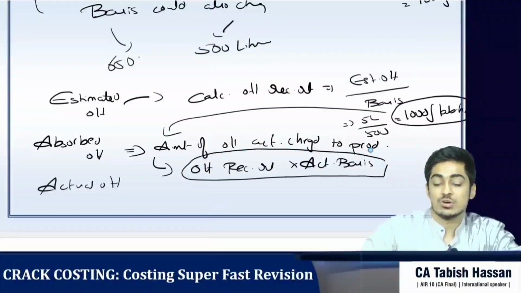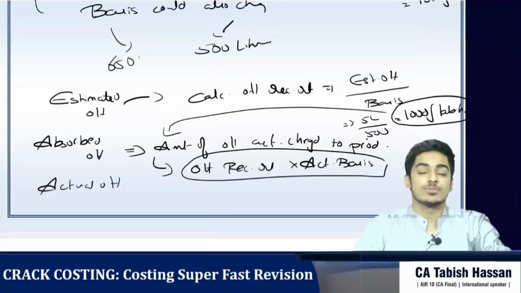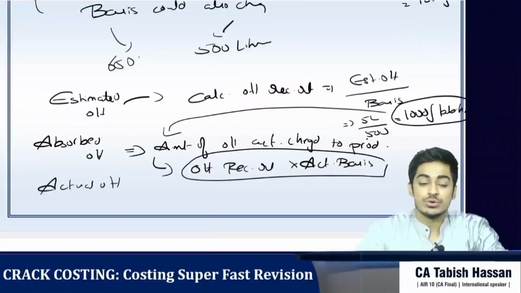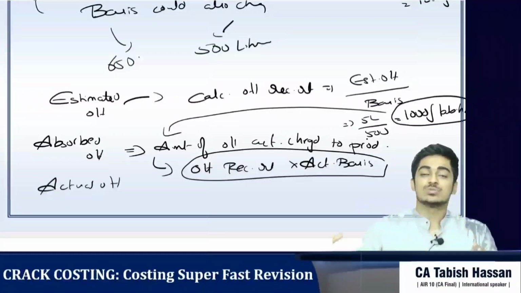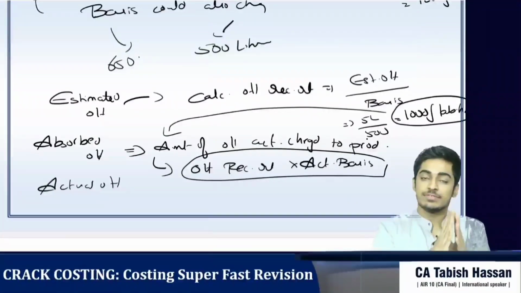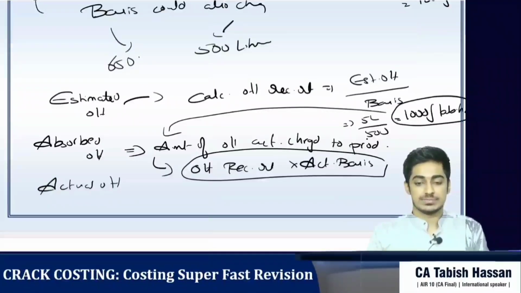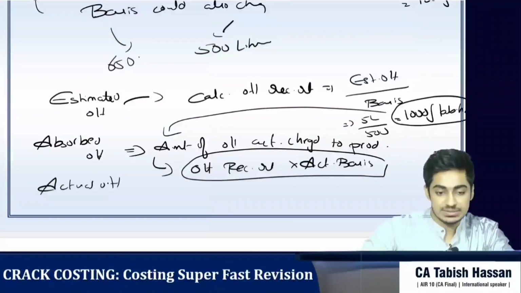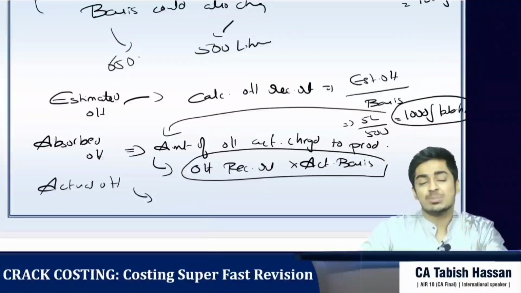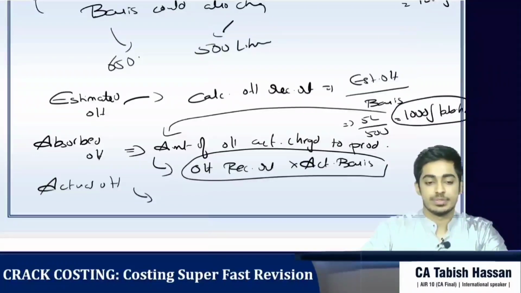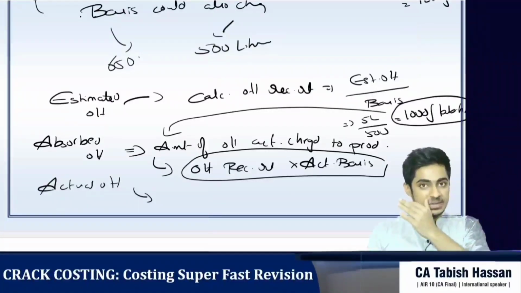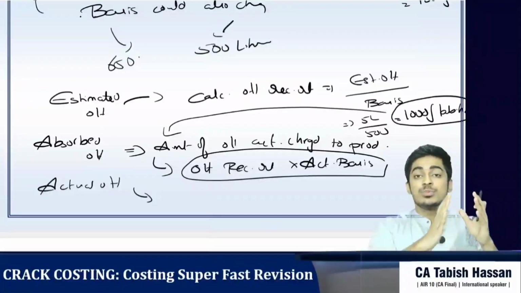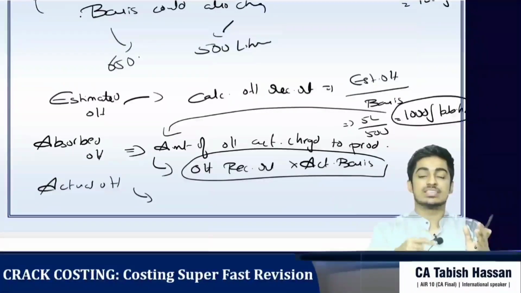So it's 1000 per labor hour. If in the year I have worked for 10,000 hours, I do it as 1000 per hour into 10,000 hours, and I get the amount. So for every actual hour worked, for every actual basis, we keep on absorbing the overheads. And then actual overheads is the actual amount of overheads incurred. So for estimated overhead, we estimate the amount of overhead at the beginning of the year to get the overhead recovery rate. Absorbed overhead happens throughout the year, that is, as and when we use the basis.